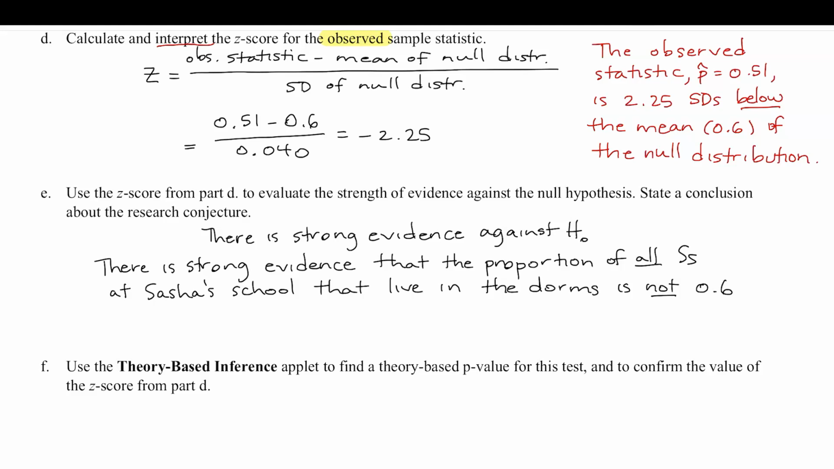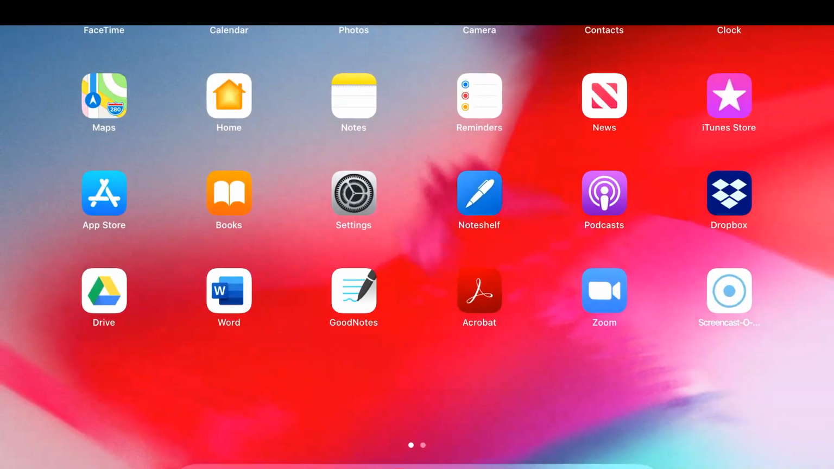Again, really important to have the word all there, and I would underline it if I were you, to remind you that this conclusion is about all the students at the school, even though we only looked at a sample of 148 students. Now, the last thing is to use the theory-based inference applet to find a theory-based p-value for this test.